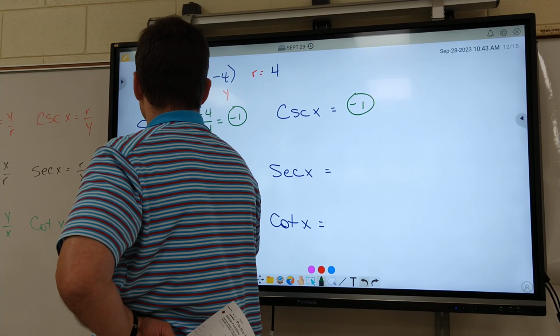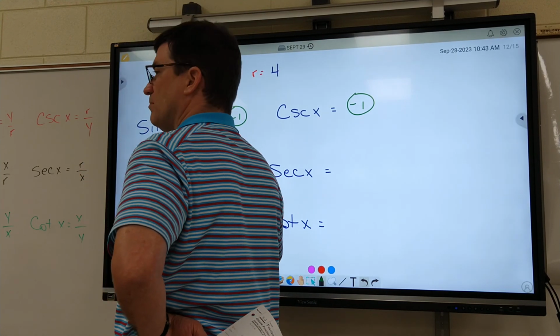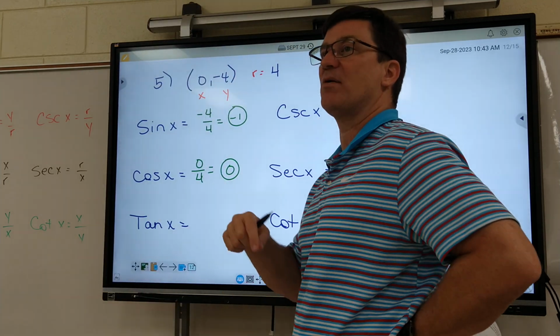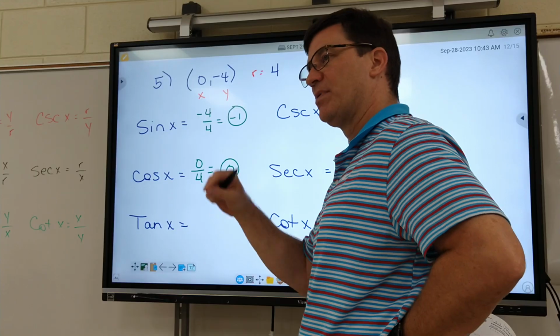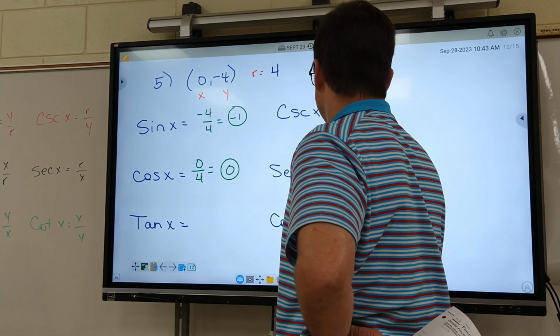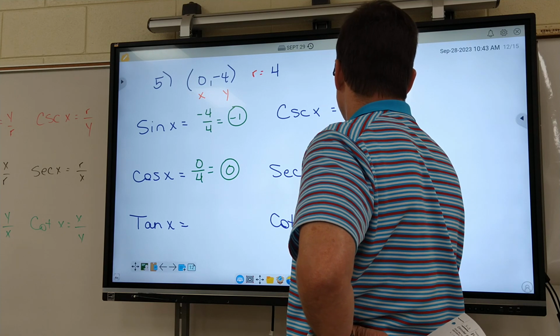What's your answer when 0's on top? Oh, when 0's on top, it's 0. When 0's on bottom, it's no solution. Remember, if 0's below the line, then it's undefined. Flip it. This one's 4 over 0, which is no solution.